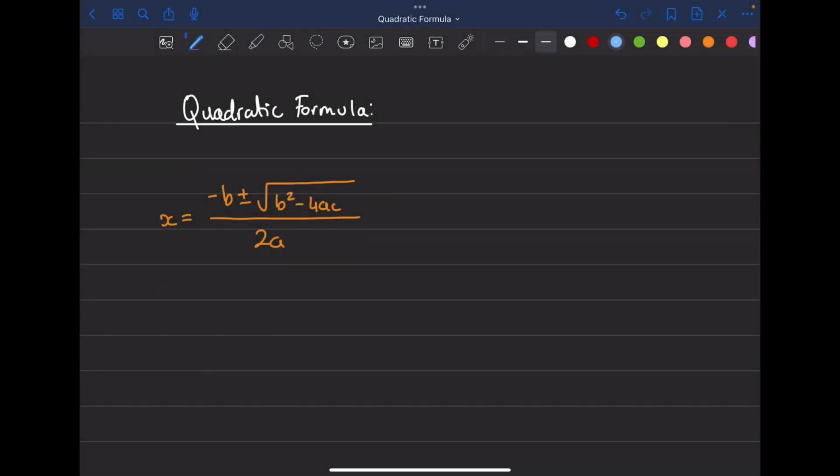Hey, in this class we're going to look at the quadratic formula. So first you might ask, what is it? It is a formula that I have down here. Okay, now you might ask, what is it used for? It is used for finding the x-intercepts of a quadratic function.